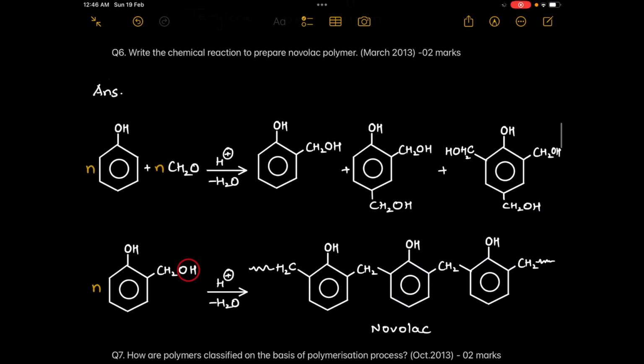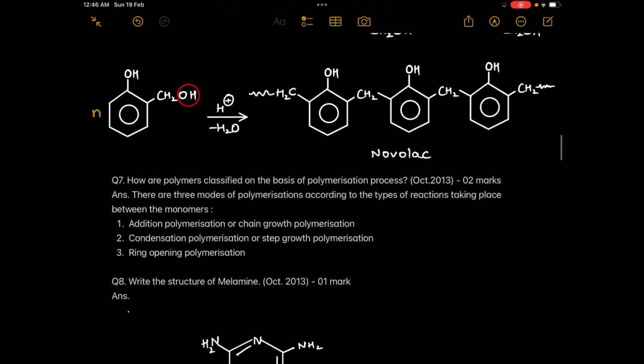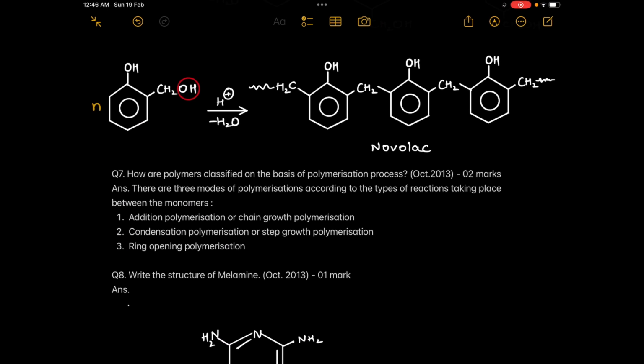Write the chemical reaction to prepare Novolac polymer. Novolac is an intermediate of a bakelite. Starting materials, that is formaldehyde and phenol, is being taken, and we are getting 3 intermediates, out of which one is being selected over here, and from that we just go on removing water molecules so that we get the preparation of Novolac. Let's move on to the next question.